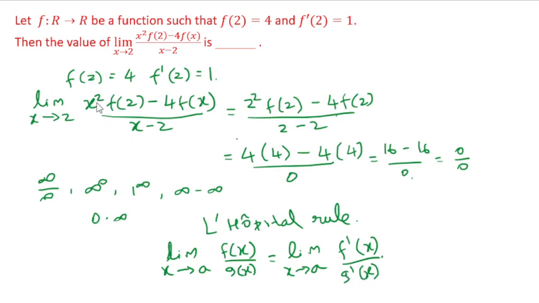So here we have x square f of 2 minus 4 times f of x over x minus 2. So we have to differentiate both the numerator and the denominator separately. So this is the rule given by L'Hopital. Okay, so let's start.